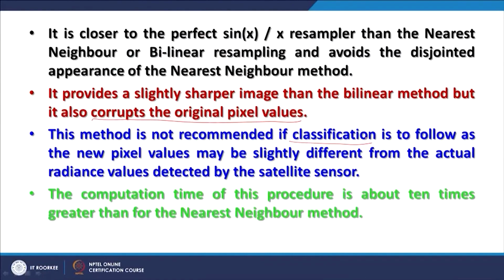And of course, the computation time compared to the other two techniques is going to be much more. Compared to nearest neighbor, it may be more than 10 times. Compared to bilinear, maybe 4 to 6 times. So, that is very, very important. One has to be very judicious in the entire process about which polynomial order, how many ground control points, and then which resampling technique one needs to adopt.